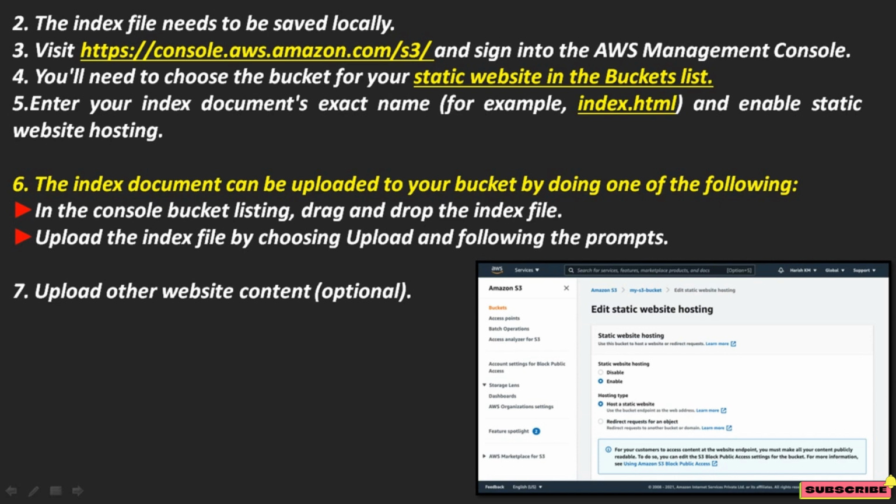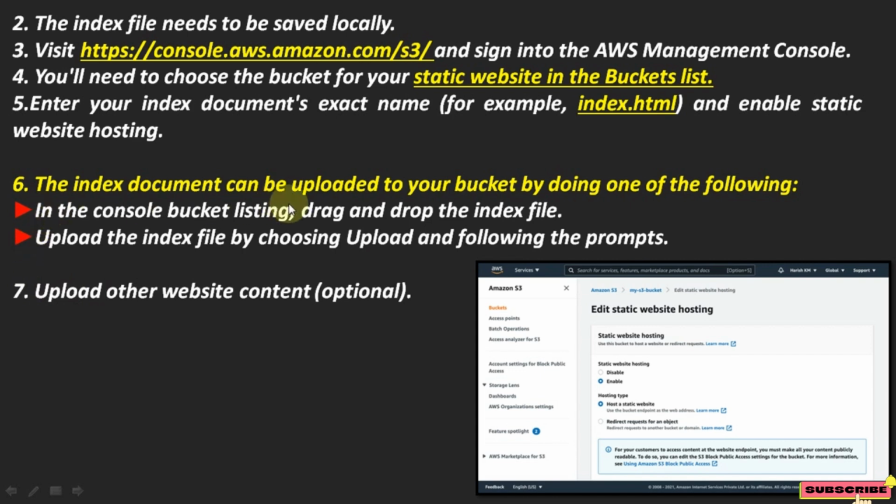Visit https://console.aws.amazon.com/s3 and sign into the AWS Management Console. You will need to choose the bucket for your static website in the buckets list. Enter your index document's exact name, for example, as I told you, small letter starting, index.html, and enable your static website hosting. Go to the next step once you have enabled the static website hosting.